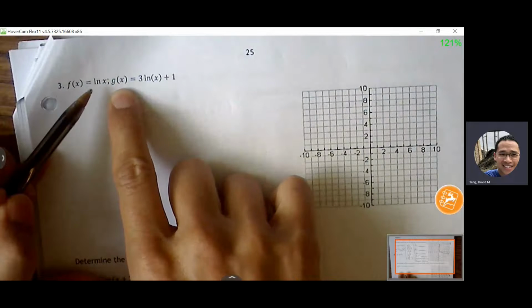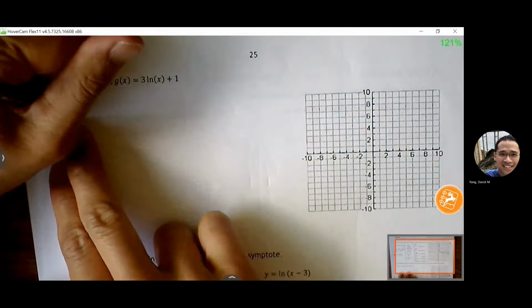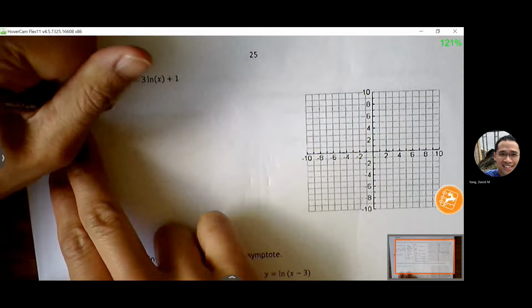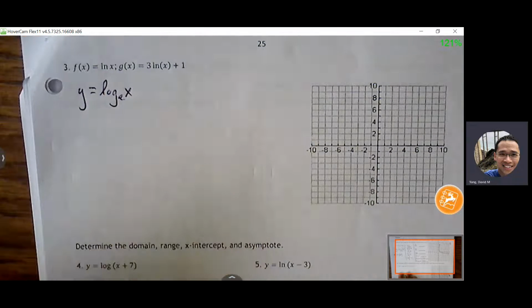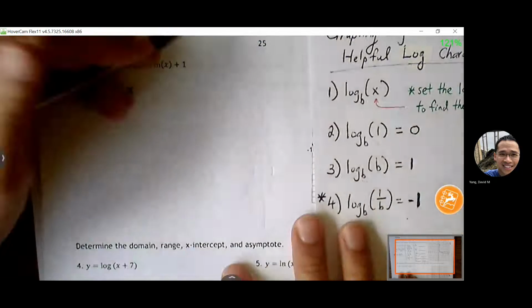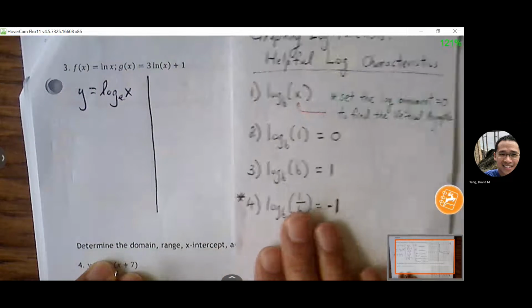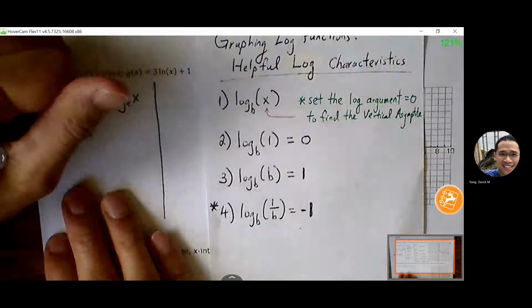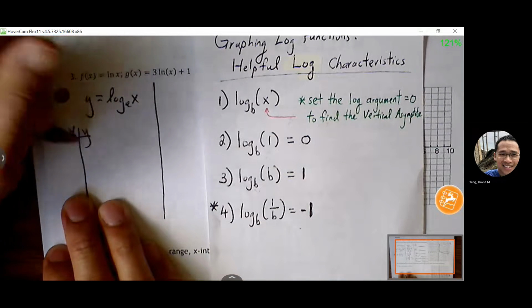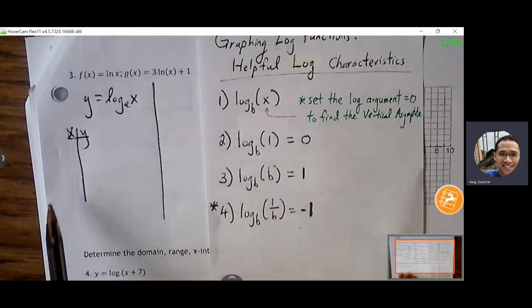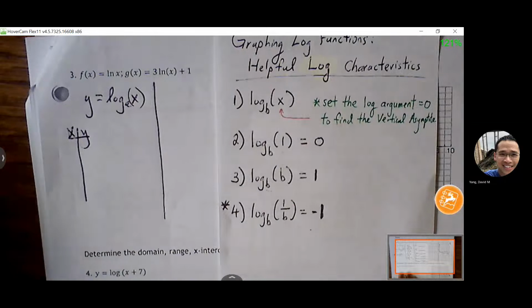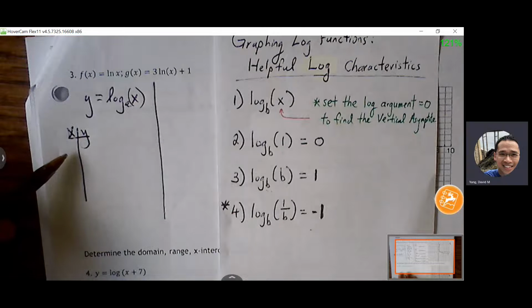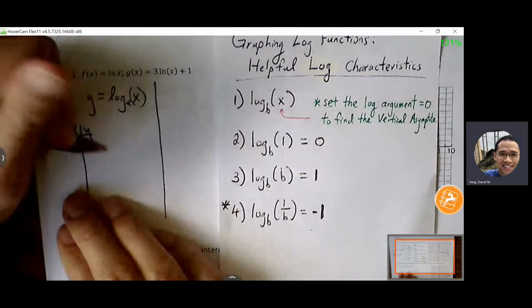Okay, we're starting off with the parent graph. I like to show the base. Makes it a little bit easier for us to find all the properties that we want to look for. Natural log is log base e. Okay. Argument, just that x. All right, where's my vertical asymptote? 0.